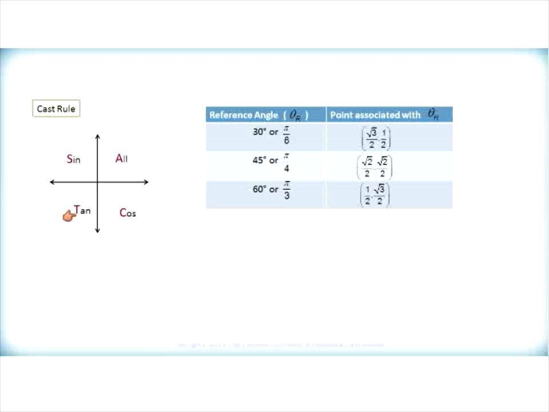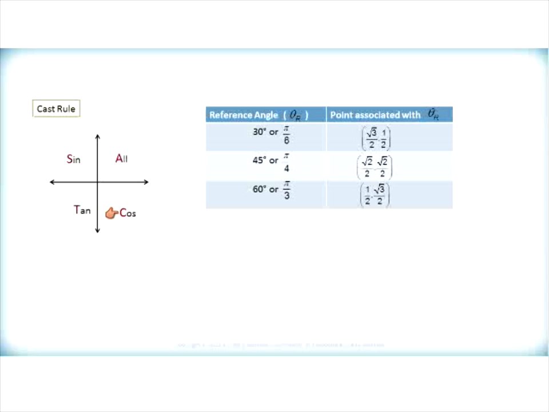Of course, if we know where things are positive, we also know where things are negative. For example, if I know cosine is positive in both of these quadrants, then I also know that cosine is negative in these two quadrants, quadrants 2 and 3. If I know that sine is positive in quadrants 1 and 2, then I know that sine is negative in quadrants 3 and 4. Same is true with tan. Tan is positive in quadrants 1 and 3, so tan must be negative in quadrants 2 and 4.